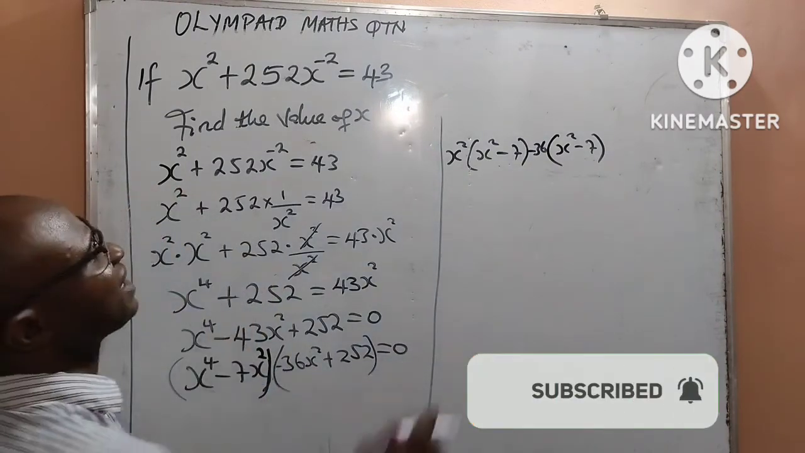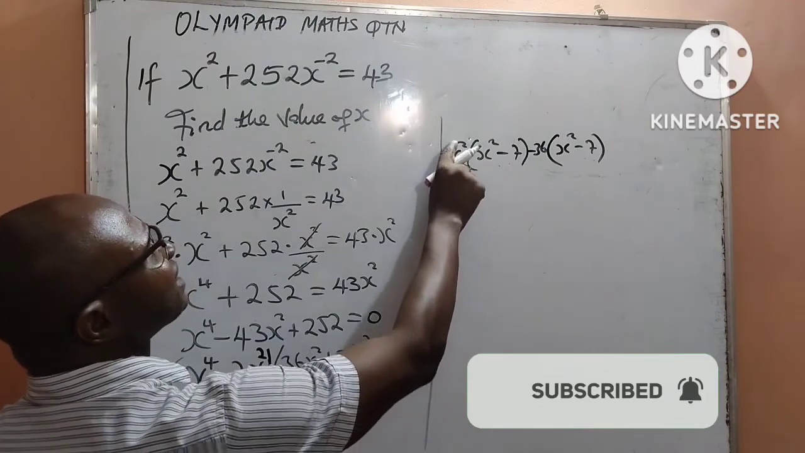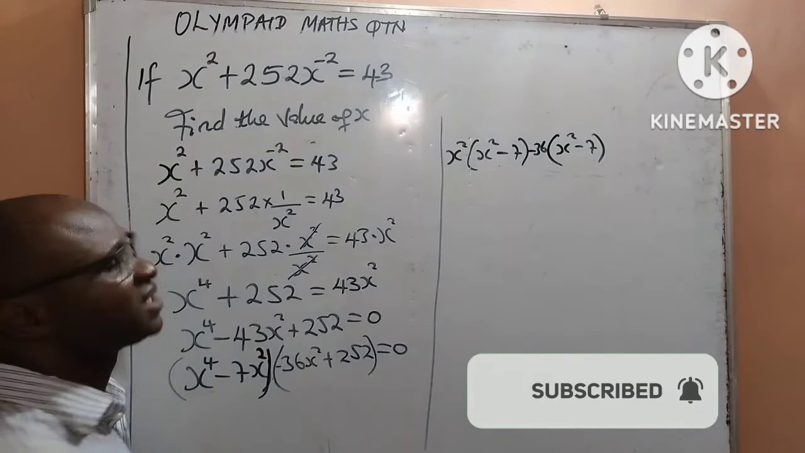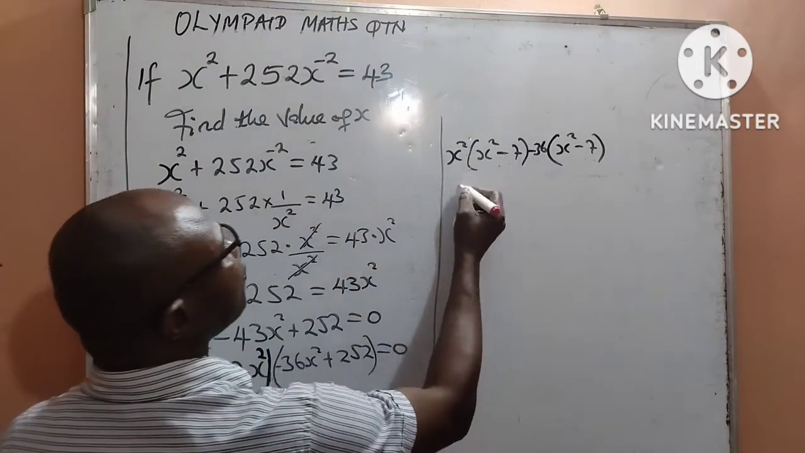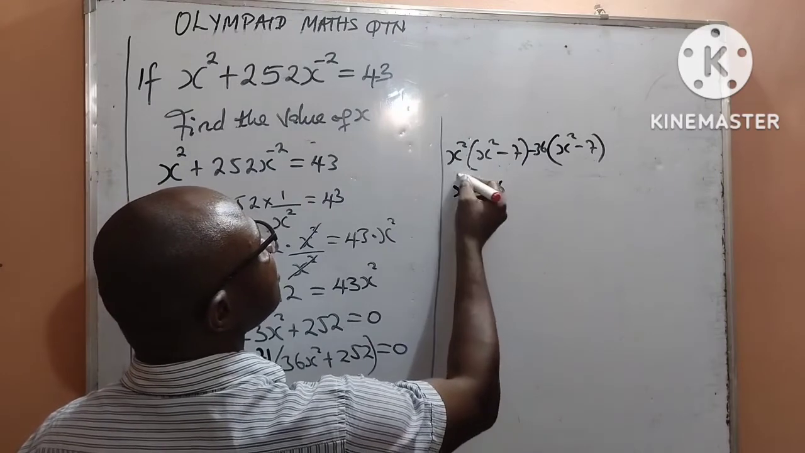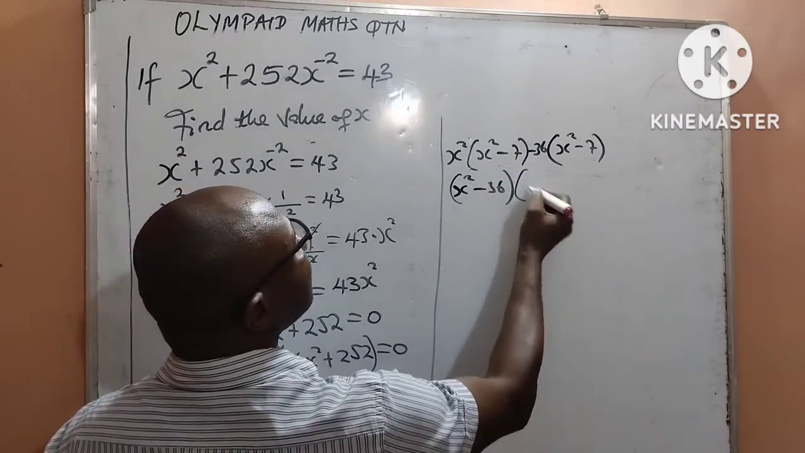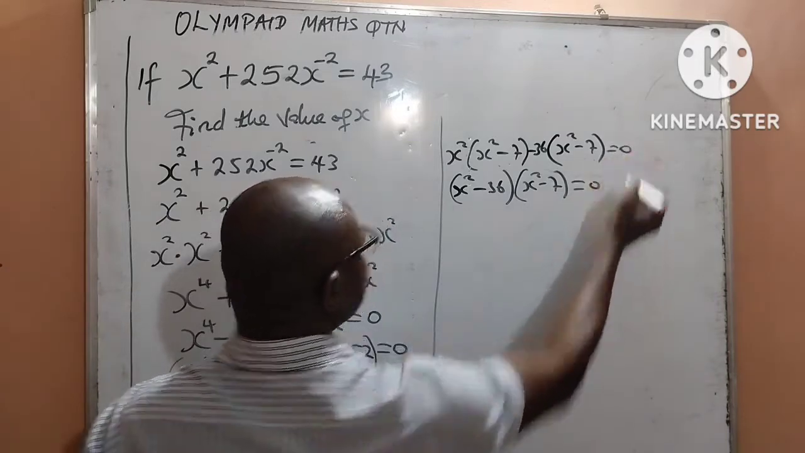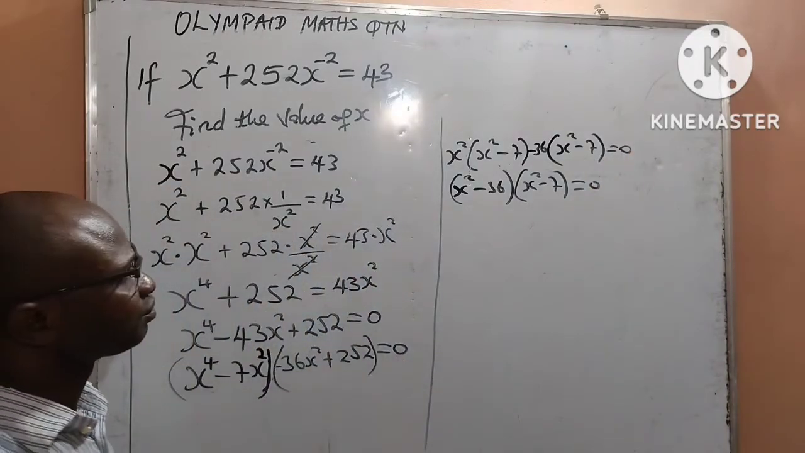I will take one of the brackets, and here I have outside the bracket x to the power 2, then outside the bracket here negative 36. I shall use the two of them to form another bracket, x to the power 2 minus 36, then taking one of the brackets, x to the power 2 minus 7, everything now is still equal to 0.